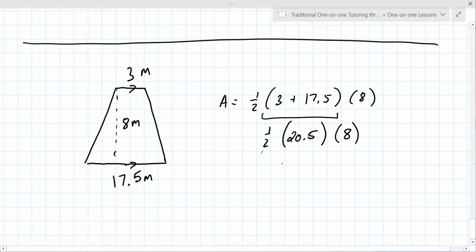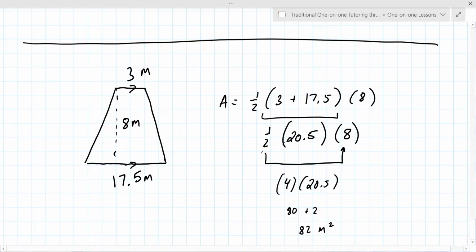Now you have a choice here. I would take half of 8. I wouldn't do it of this. I'm not sure what you did, but I would tell you to do half of the easier thing, and maybe you multiplied first. But if I take half of 8, that's 4. 4 times 20.5. Well, 4 times 20 is 80. 4 times 0.5 is 2. Yes, 82 meters squared. And getting the right answer is great. It's very important. It is also important to do it the most efficient way.